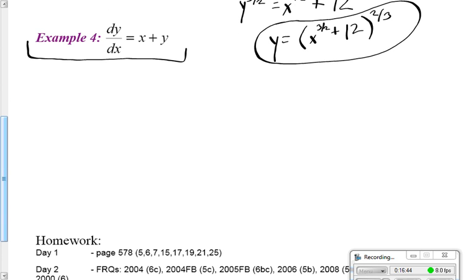Example 4. I want you to take a few seconds, and I've got a slice of pie for the first person who can successfully separate the variables. Go.